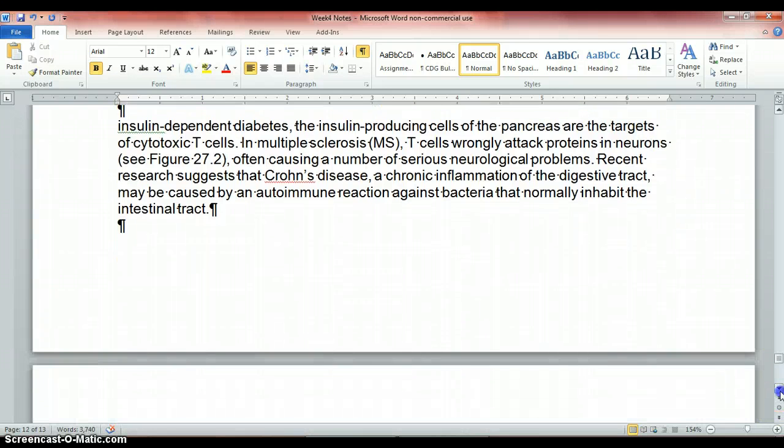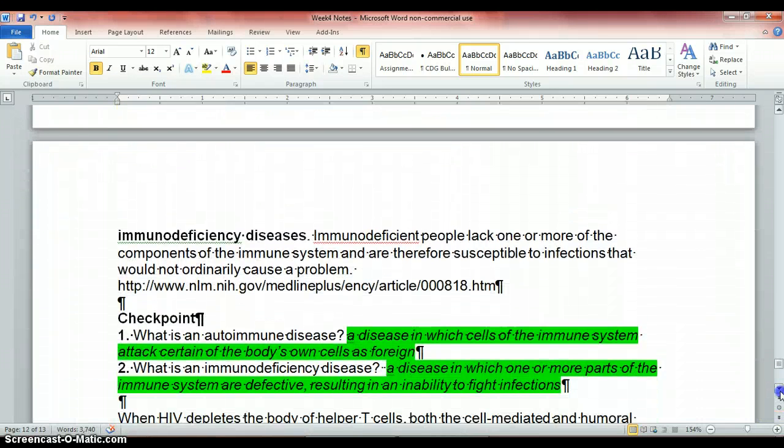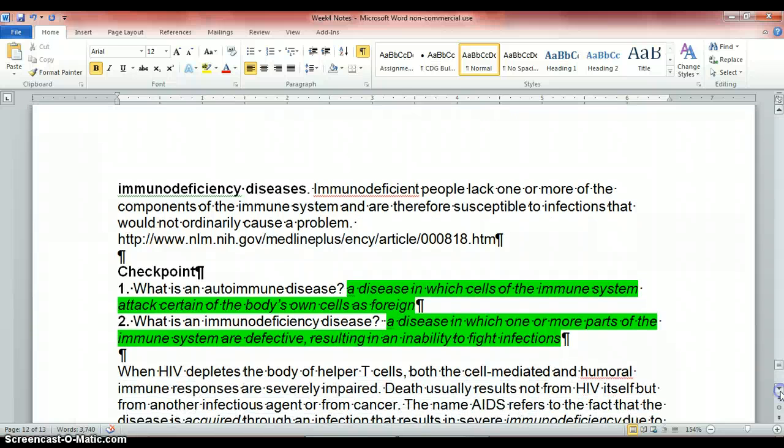Let's scroll down. Immunodeficiency diseases. Immunodeficient people lack one or more of the components of the immune system and are therefore susceptible to infections that would normally not cause a problem. You think of someone who's suffering from AIDS, they have immunodeficiency disease, so they get the flu and it kills them, right? That kind of thing.